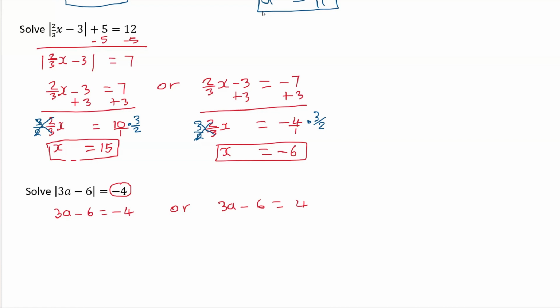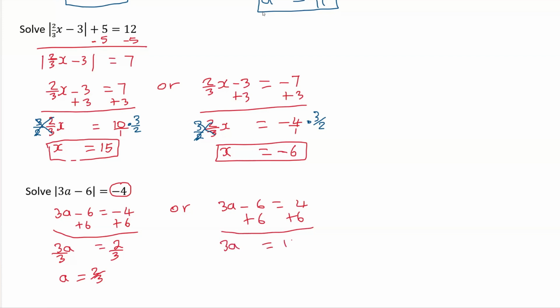And then we will proceed to solve by adding 6 to get 3a is equal to 2. Divide by 3, we get a is 2/3. Over here, if we add 6 to both sides, we get 3a is equal to 10. Divide by 3, a is 10 over 3.